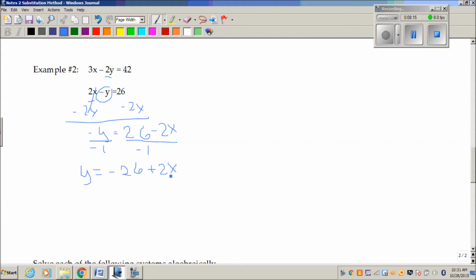Now that I've solved this for y, I'm going to take this expression, y is equal to this, and substitute it in place of y in the other equation. I used the second equation to solve for y. So now when I do this, I'm going to get 3x minus 2 times, and instead of y, I'm going to substitute negative 26 plus 2x, equals 42. So now I have an equation with just x's.